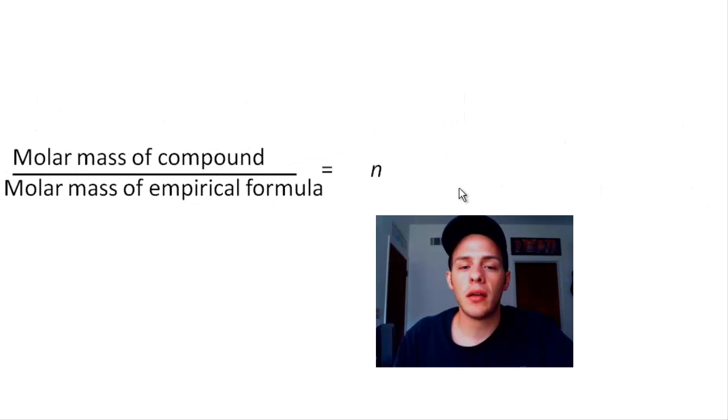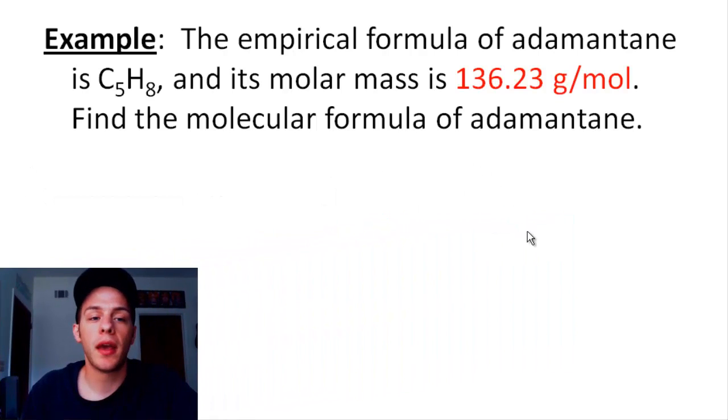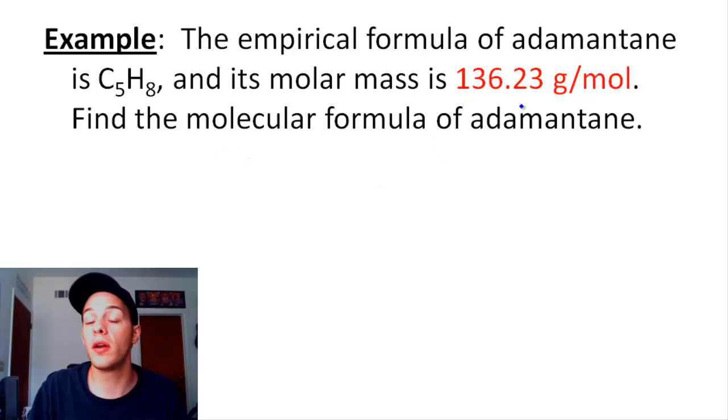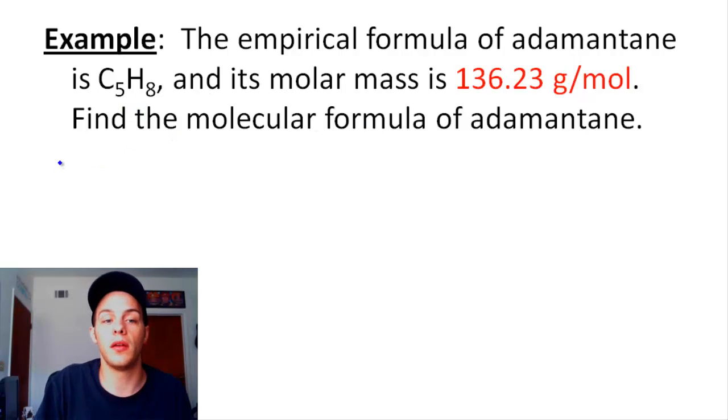So that may have sounded like a mouthful, but as always, we're going to do an example to see what this looks like. Okay, so the example says that the empirical formula of adamantane is C5H8, and its molar mass is 136.23 grams per mole. And it says to find the molecular formula of adamantane. Okay, so we're already given the molar mass of adamantane. All we have to do now is find the molar mass of the empirical formula. So let's go ahead and do that.